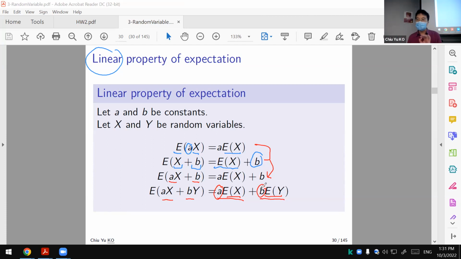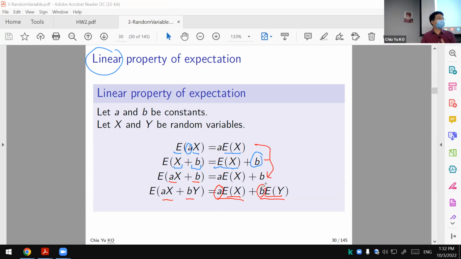During the break, some of you asked me what the use of expectation is. Later you will see why we care about expectation. It's because expectation is indeed our best guess if you try to guess what it is. We will do it in, I think, topic 5.